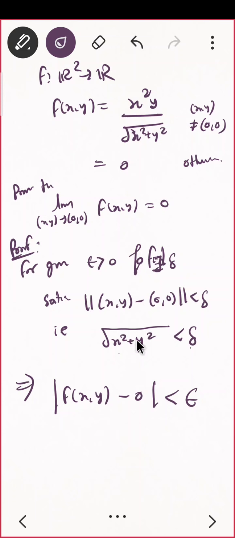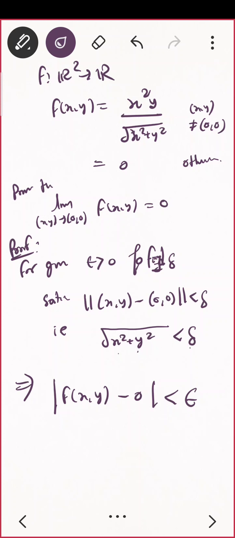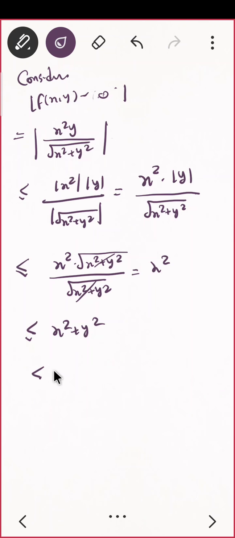Taking the square of both sides, correct? So that means this should be less than delta, root delta. Sorry, delta square. Yeah, delta square. So what should I choose my epsilon? What should I choose my epsilon?